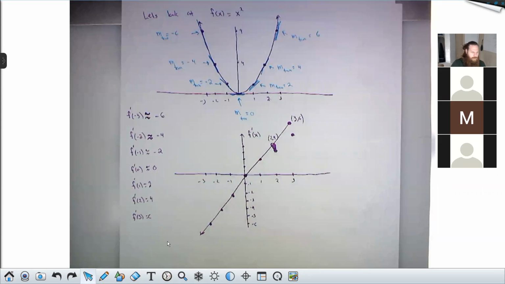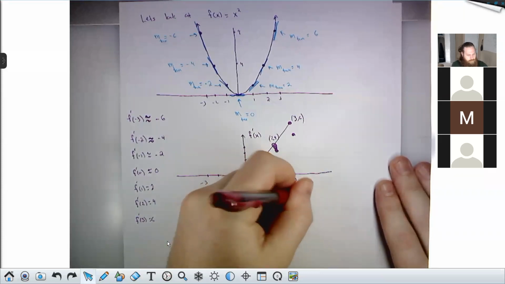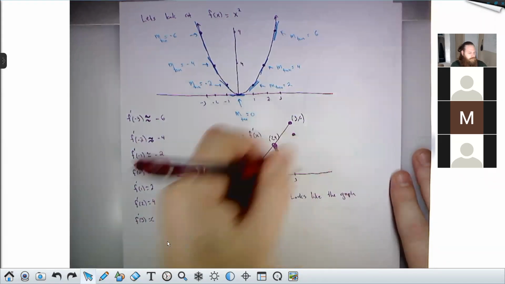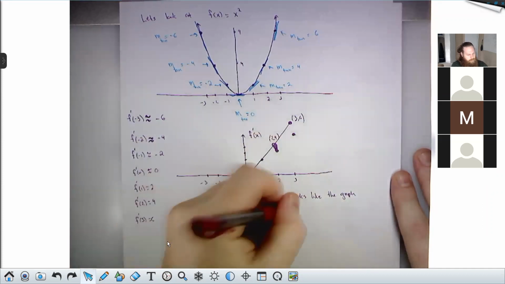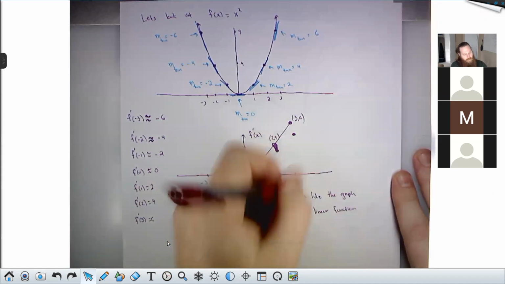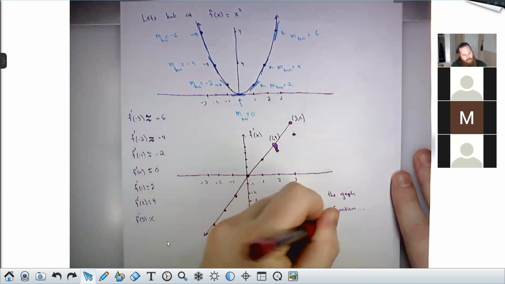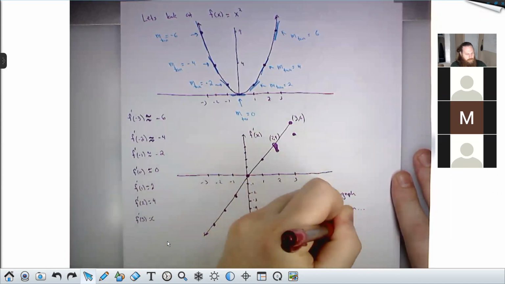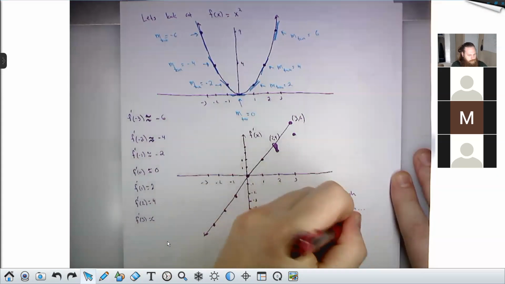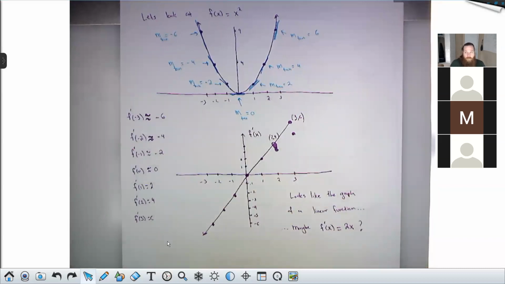Now, how could we check our work? This looks like a line. Looks like the graph of a linear function. Maybe this function, which is f prime of x, is this thing. Maybe we did it right. What would that slope be? Well, if this is 0, 0, and 1, 2, this would be 2x. That's a reasonable guess based on our work.